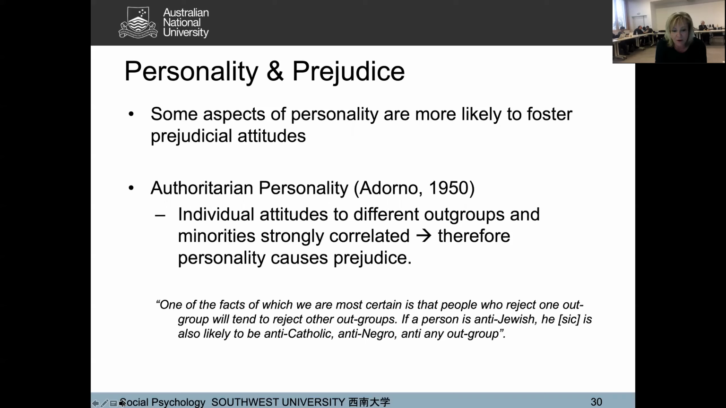Given that, there was a view that perhaps it was part of a personality syndrome or problem, as reflected here: one of the facts of which we are most certain is that people who reject one outgroup will tend to reject other outgroups. If a person is anti-Jewish, he is also likely to be anti-Catholic, anti-Negro, or anti any other group. We're going to go on to talk about what these personalities are by talking about authoritarianism, but we might just leave this part here, and we'll be back shortly.